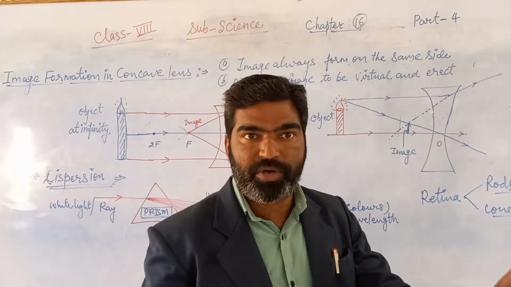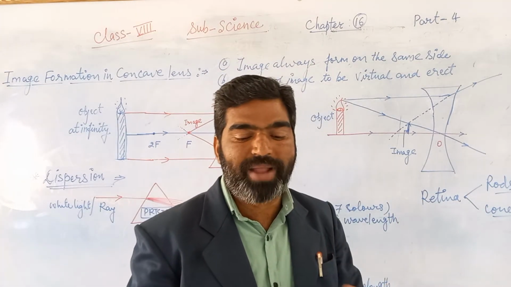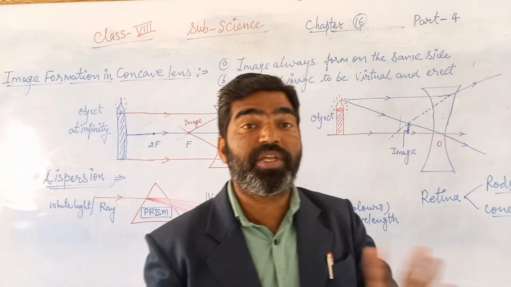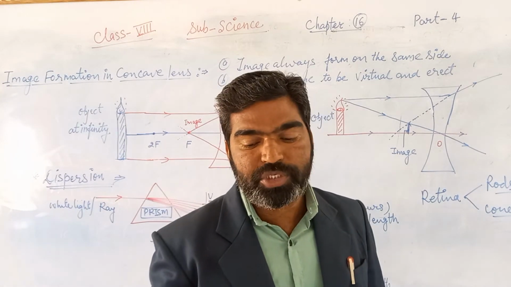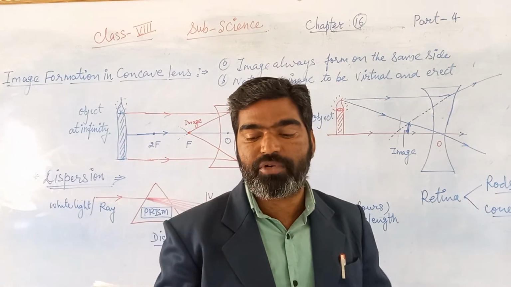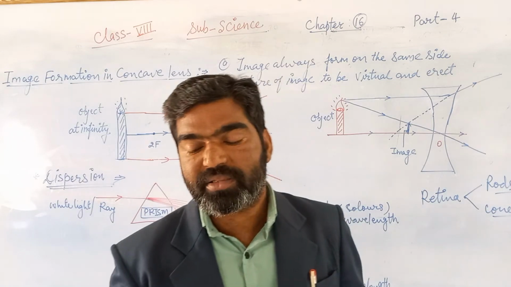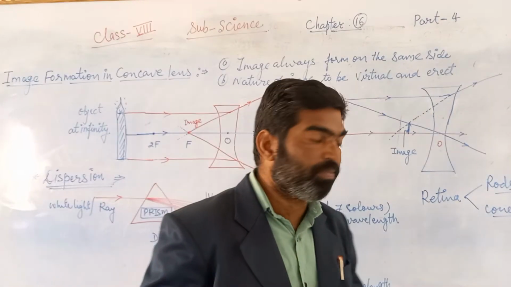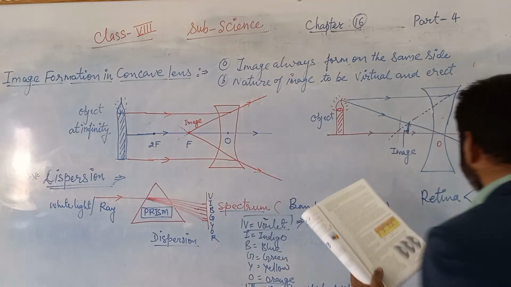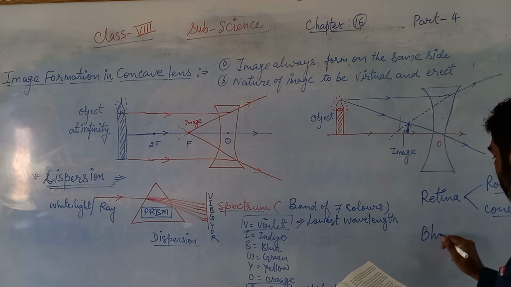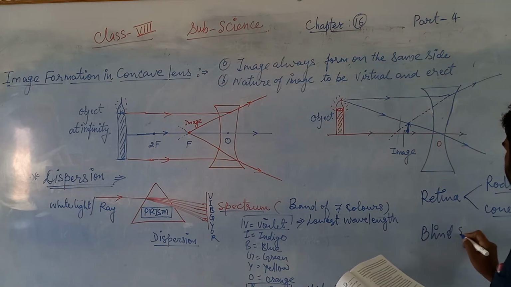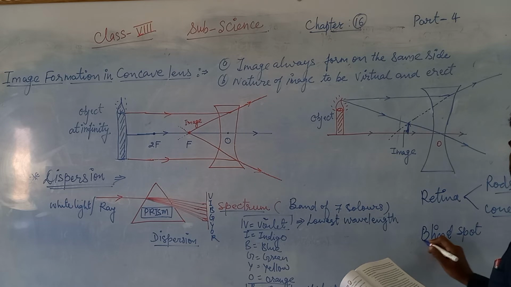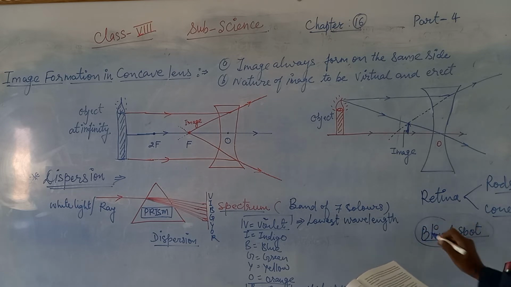Then blind spot, one is the retina and a blind spot. Blind spot is the portion where no image is formed. The portion of the retina which does not have rods and cone cells, that is called what, blind spot. So blind spot means this blind spot is a part of this retina.